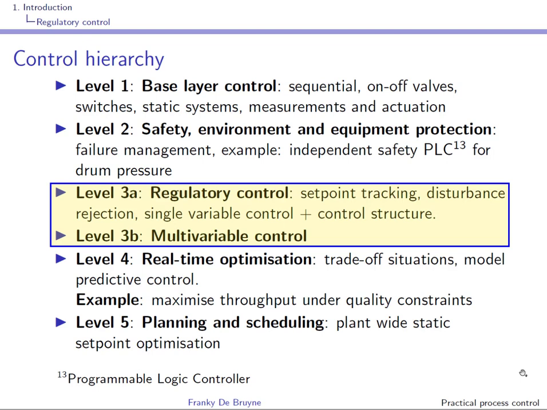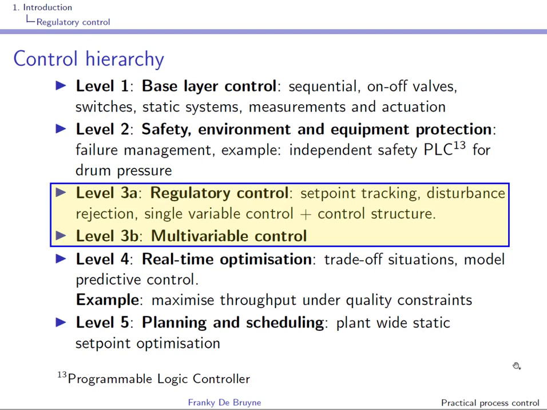Level 3 is the level that will be considered in this course. It involves process control for single loop systems and multivariable systems. The control will often be a PID control or a simple model-based controller such as an internal model controller. The controller is often associated with a control structure that will involve, for instance, feed-forward, cascade control and so on.